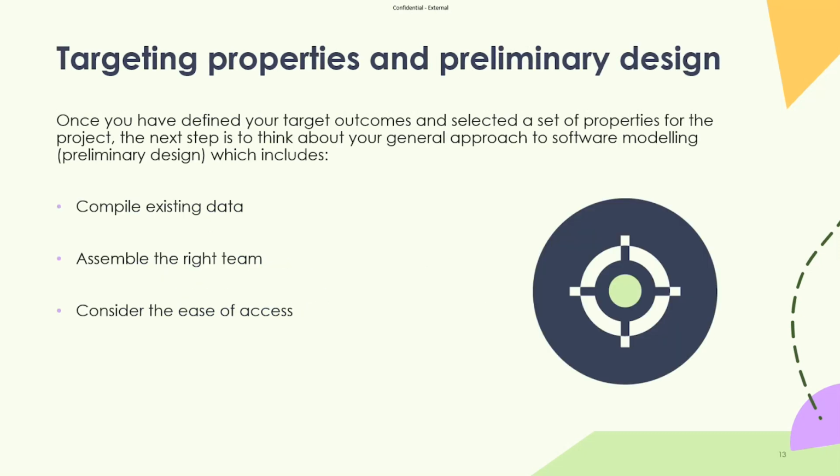So the next one is targeting properties and what the preliminary design looks like. So once you've defined what your target outcomes are within your organization and what you're looking to set, you can then plug that into your model, and then it should output what the preliminary design looks like for that data. So firstly, to do that, you need to compile all the existing data. So how effective is the software in reviewing any existing data, including gaps, existing defects, construction type, etc.